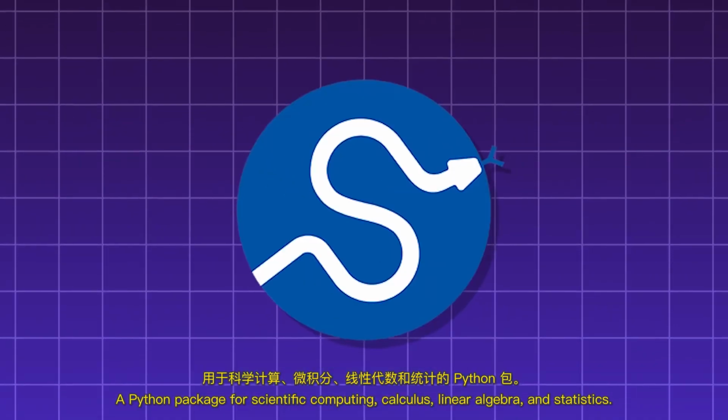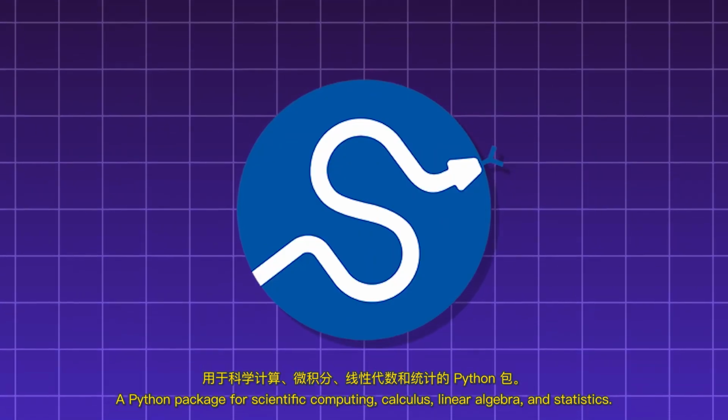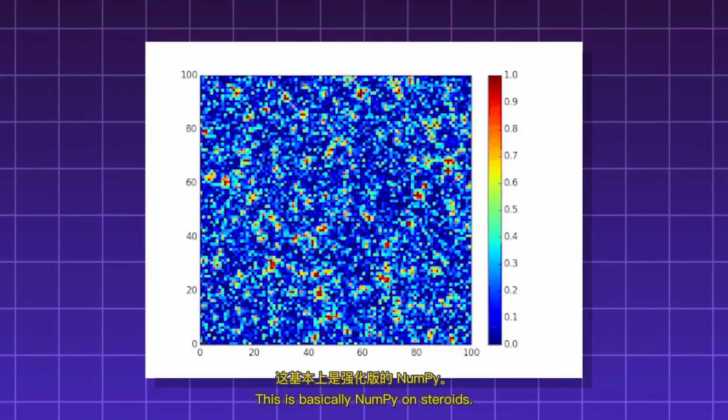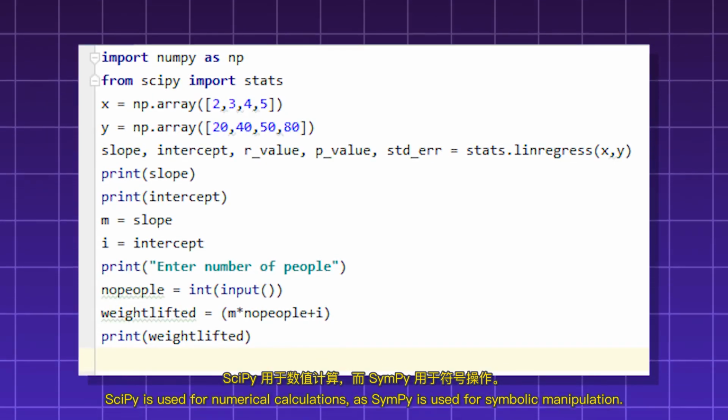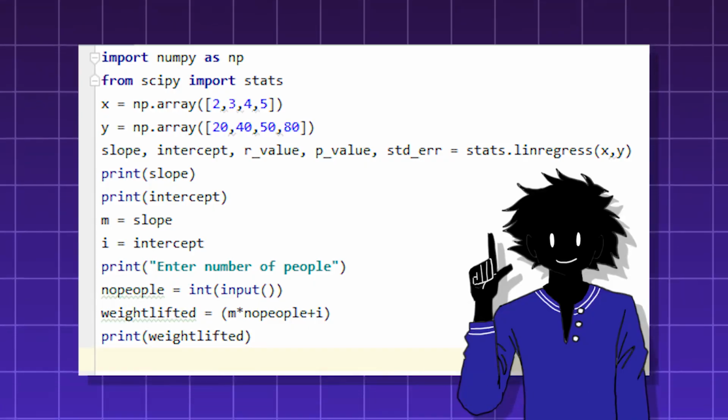SciPy, a Python package for scientific computing, calculus, linear algebra, and statistics. This is basically NumPy on steroids. SciPy is used for numerical calculations, as SymPy is used for symbolic manipulation.